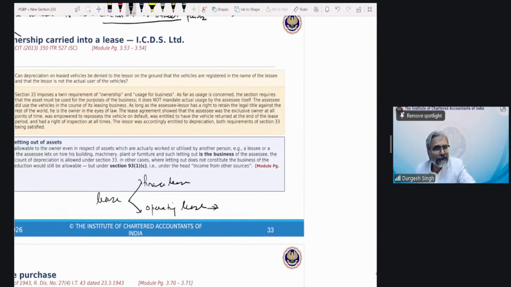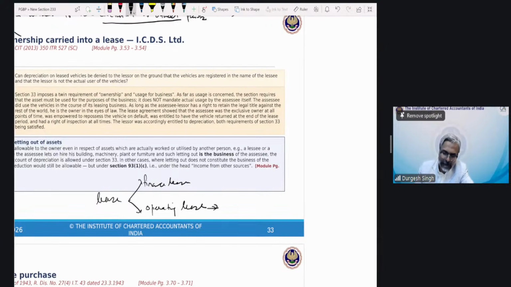And one of the features of the finance lease is that somewhere towards the end of the lease period, the lessee is given an option to acquire the asset. The lessee, students, is given the option to acquire the asset. That is the feature of the finance lease. All of you agree to this? And that exactly is the point.